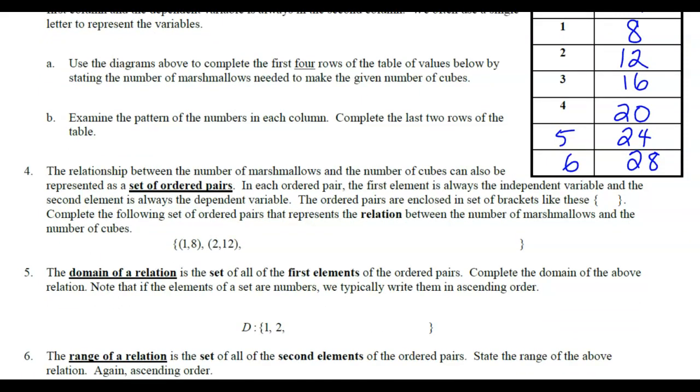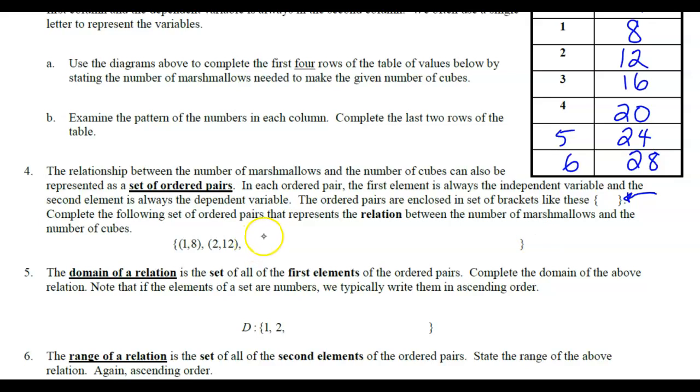Okay, the relationship between the number of marshmallows and the number of cubes can also be represented as a set of ordered pairs. And in each ordered pair, the first element is always the independent and the second is always the dependent. They are enclosed in a set of brackets. I call them squiggly brackets. And you might think, oh, I don't care. It matters. Okay, you have to have the right types of brackets. So the squiggly brackets is the set of all the ordered pairs in this case.